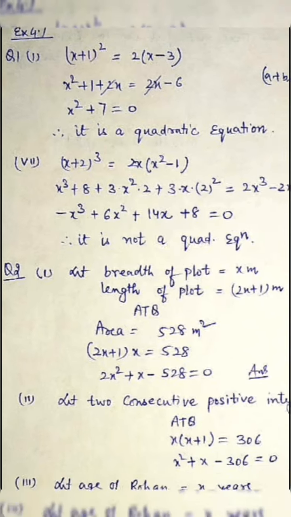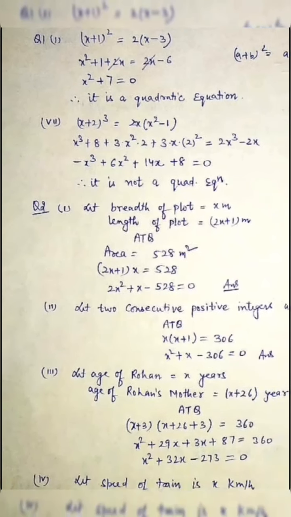Okay, next in question number 2, there are word problems, but you just need to create the equations, not to solve them, right? Now, first part is, it is given in the question, the length of a rectangular plot is 1 more than twice the breadth of the plot. So we need to find the dimensions of the plot. It is not written in the question find the dimensions.